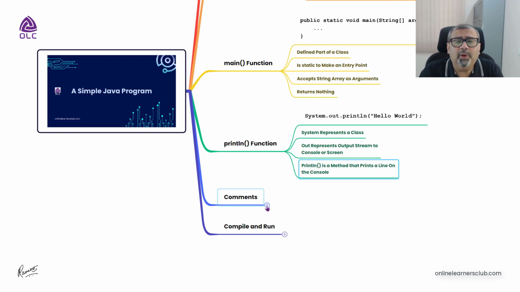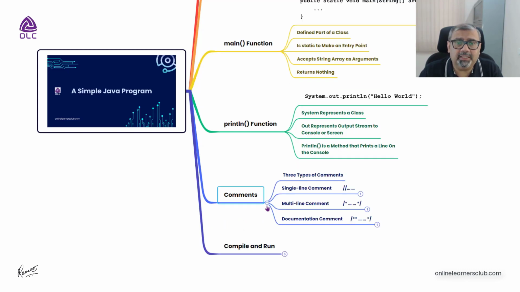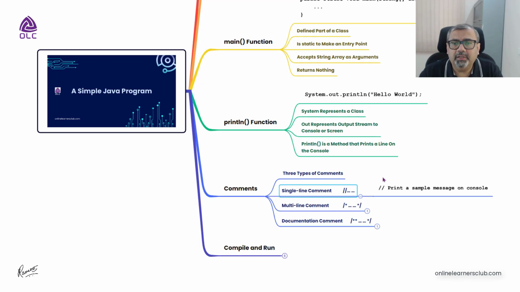And then we have certain comments in Java code. There are three types of comments in Java. One is a single line comment, which begins with 2 forward slashes.